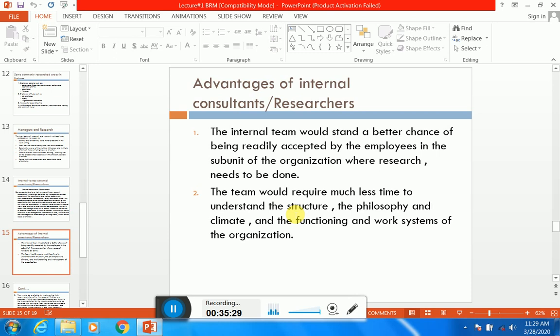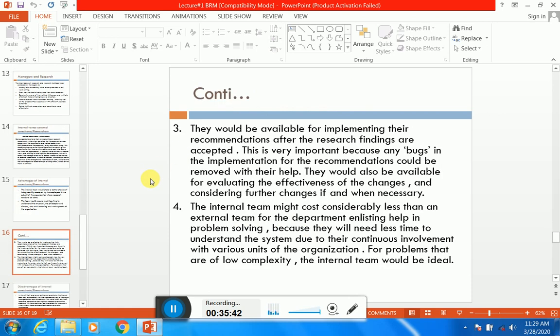They are also well familiar with the culture of that organization. They know the norms. They know how to treat the people. They know how to act in that organization. They know how to interact with the people because they are the real people of that organization. Next, they would be available for implementing their recommendations after research findings are accepted.